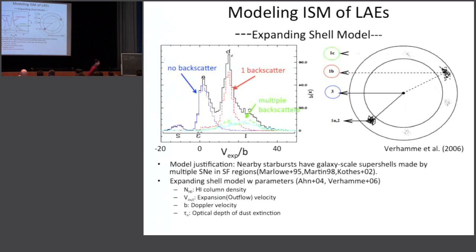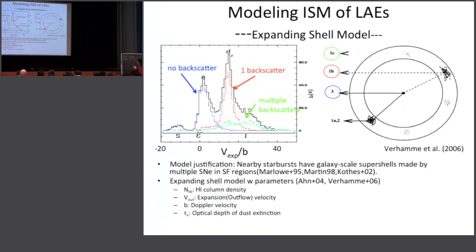So let me touch on the famous expanding shell model. Probably some of you are working on this model. The expanding shell model is a very interesting model. The model structure is a shell of gas and dust, which is expanding. This model is justified by nearby starburst galaxies, which show galaxy-scale super shells made by multiple supernovae in the star forming regions.